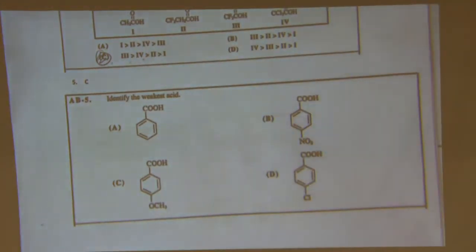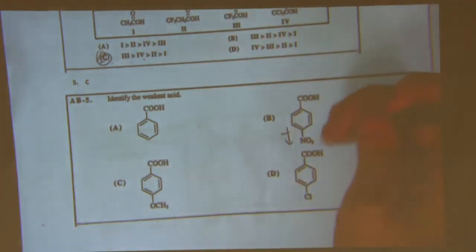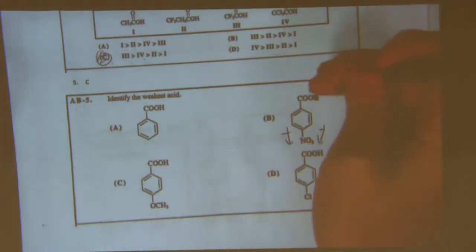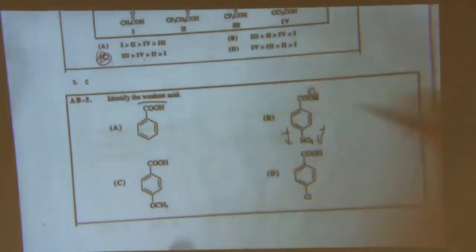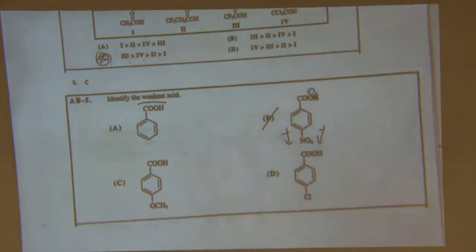Is that a withdrawing group or a donating group? Withdrawing, yeah, and it's a strong withdrawing group. So if we deprotonated this and had a negative charge, you see how that would be withdrawing electrons from it, so it would help to stabilize our negative charge, right? So that's going to make this a strong or a weak acid? Strong, right? Because it's going to have a more stable conjugate base. It's going to be more likely to give up a proton because it's going to be more stable. So this is a strong acid, but we're looking for the weakest acid, right? So that's not it.